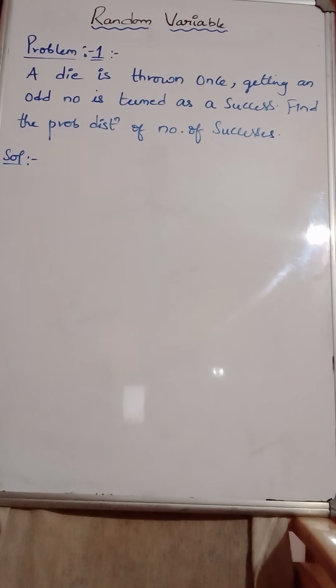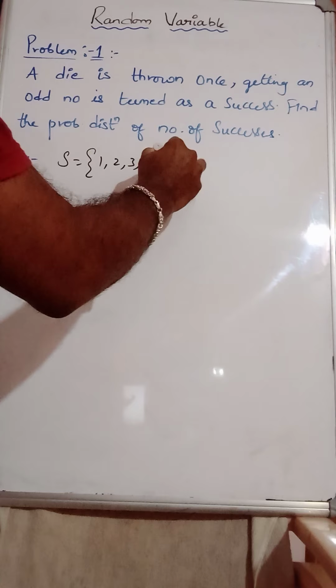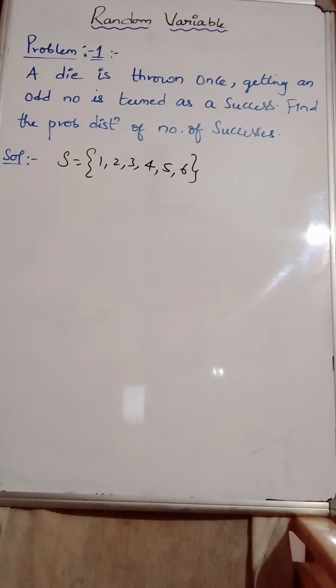Look at this problem now. A die is thrown once. Getting an odd number is termed as a success. When a die is rolled, if any odd number appears, as you know that odd numbers are 1, 3, 5, that will become the success. Find the probability distribution of the number of successes. See here, what is the probability of getting odd number? First of all, tell me. As you all know that this is the sample space. When a die is rolled, 1, 2, 3, 4, 5, 6. These are the sample points in a set.